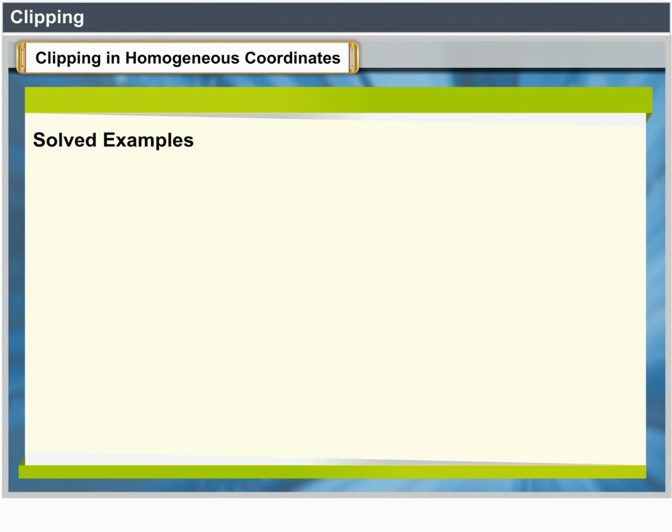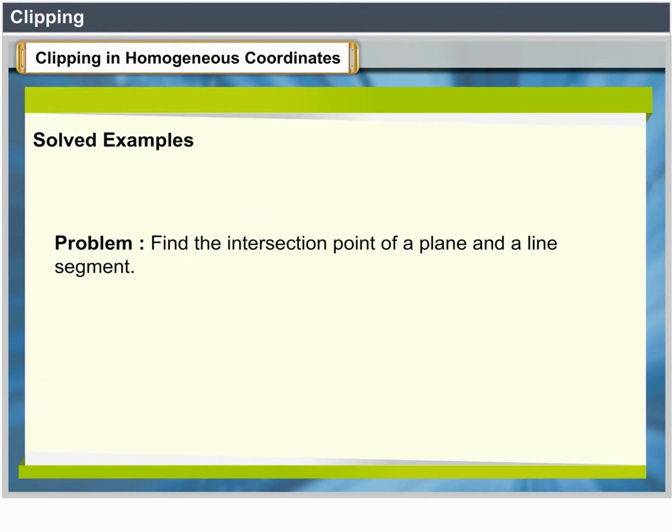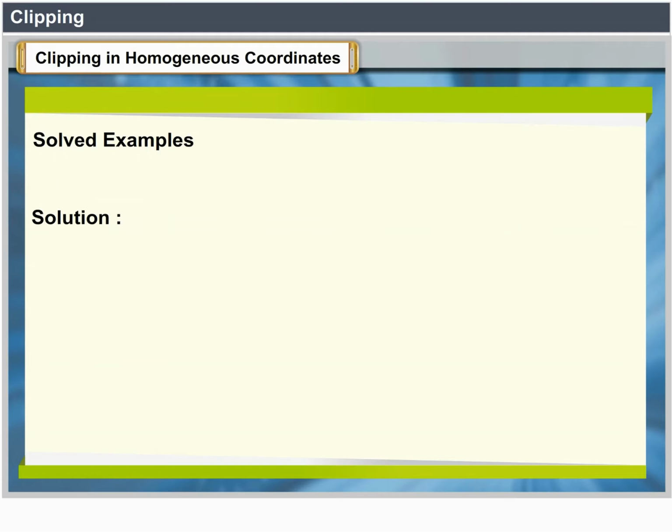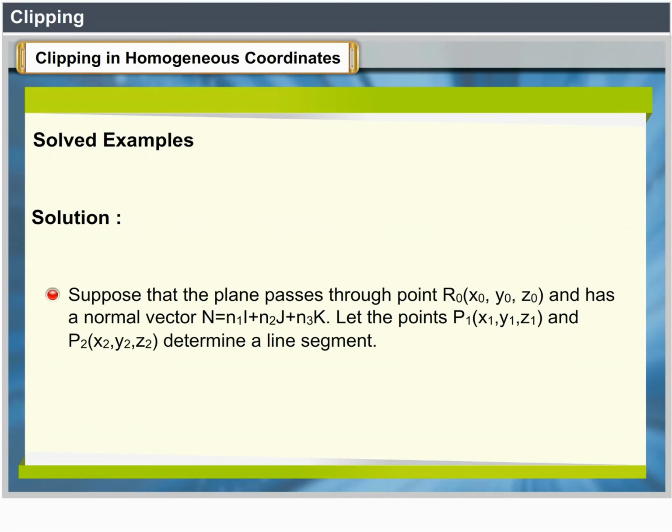Solved examples. Problem: find the intersection point of a plane and a line segment. Solution: suppose that the plane passes through the point r0 (x0, y0, z0) and has a normal vector n equals n1 i plus n2 j plus n3 k. Let the points p1 (x1, y1, z1) and p2 (x2, y2, z2) determine a line segment.